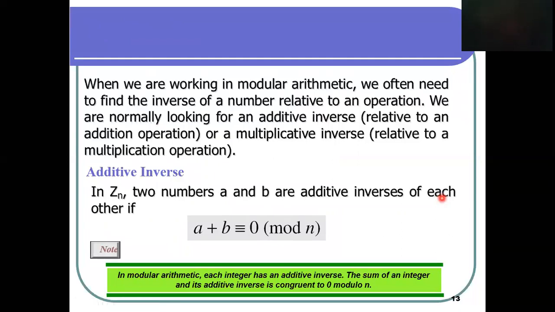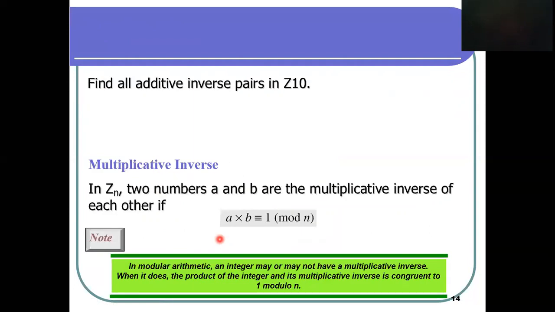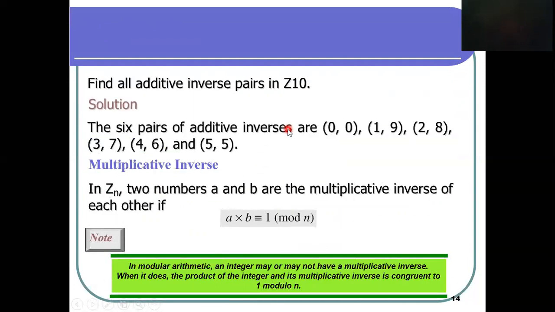So, dear student, additive inverse in modular classes: if you add two numbers A and B and the sum is congruent to 0 mod n, then A and B are additive inverses of each other under mod n. Look at the pairs of additive inverses in Z10. If you add 0 and 0, it is congruent to 0 mod 10. If you add 1 and 9, you get 10, and 10 divided by 10 leaves remainder 0, so 1 plus 9 is congruent to 0 mod 10.